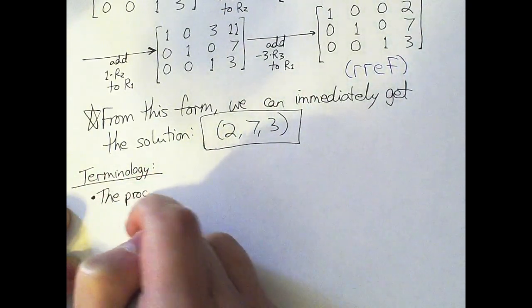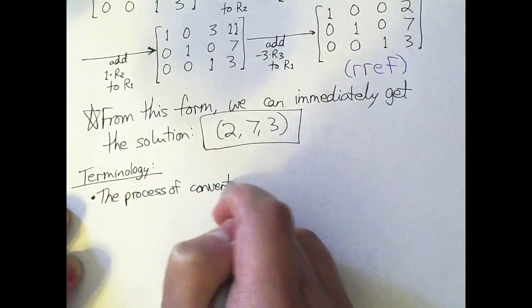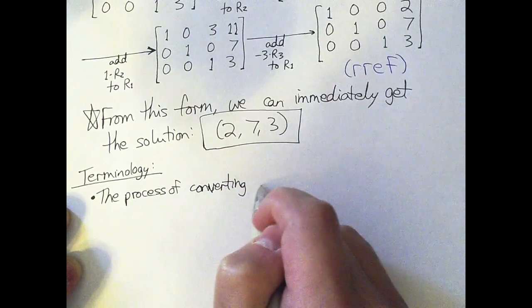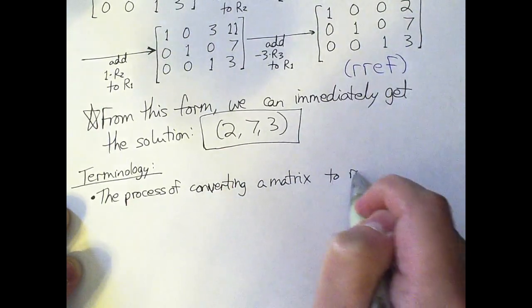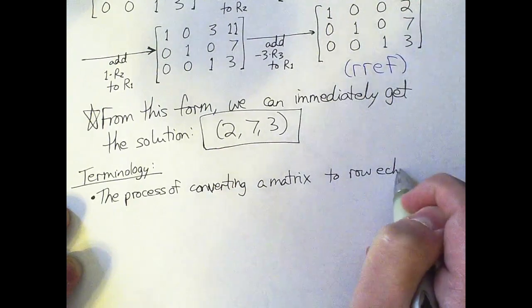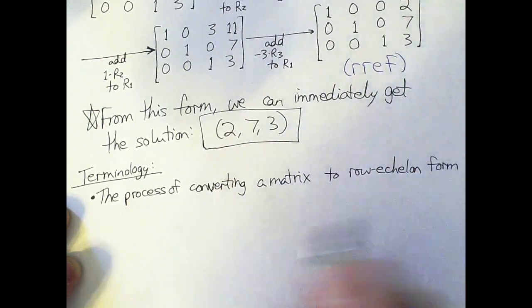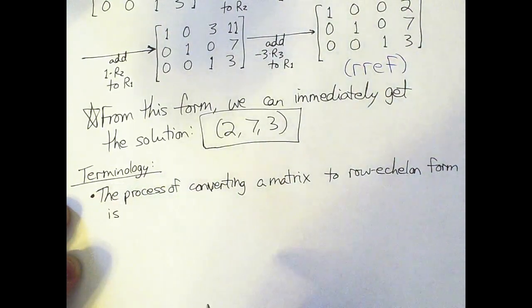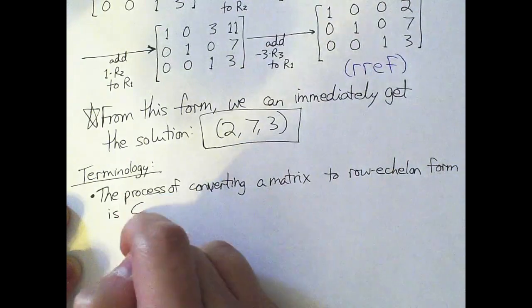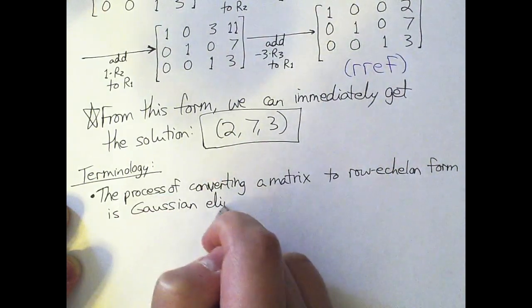So the process of converting a matrix to row echelon form is, you know what this is, Gaussian elimination. All right, so that's the one that we already know the name of.